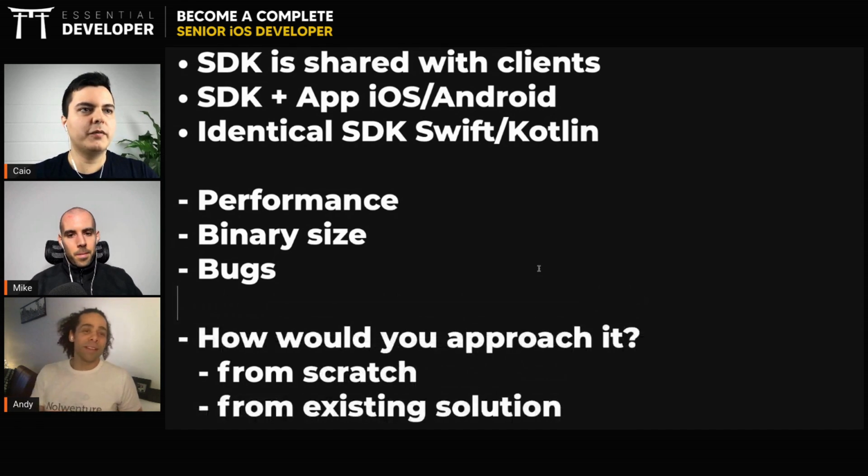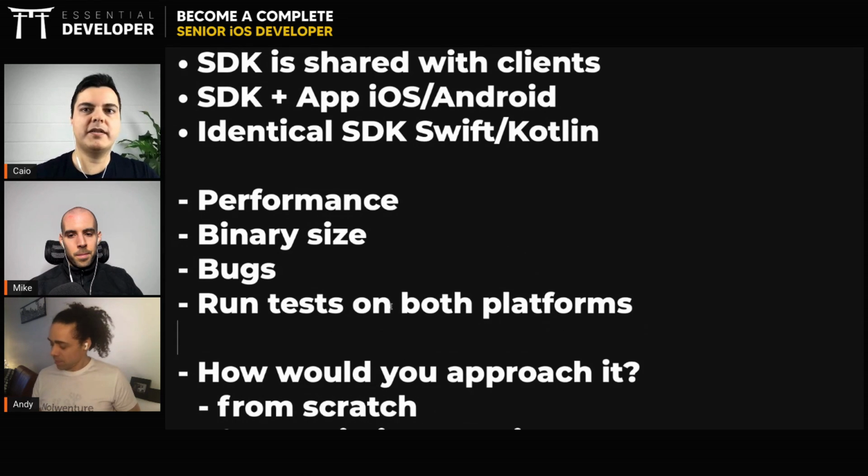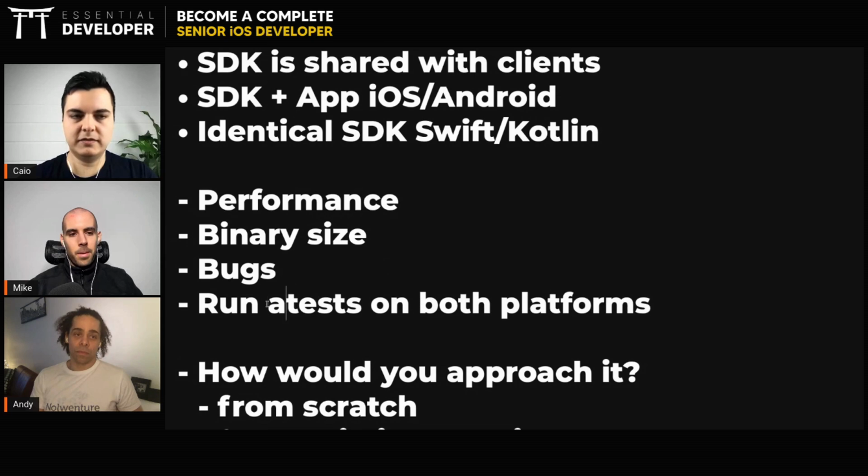Things that work when you run the tests. Make sure that you run tests on both platforms, because some tests may pass on the Kotlin Android processor, but there is a bug in the compiler from Kotlin to Swift or Kotlin to C that will actually result in different results, right? So you need to run the tests on both platforms, all tests.